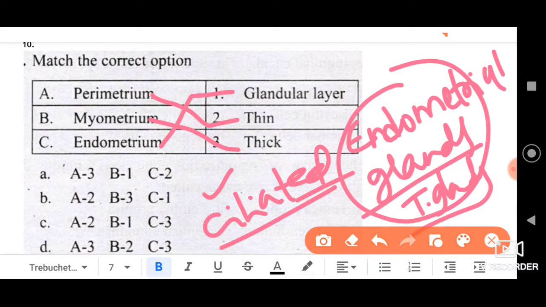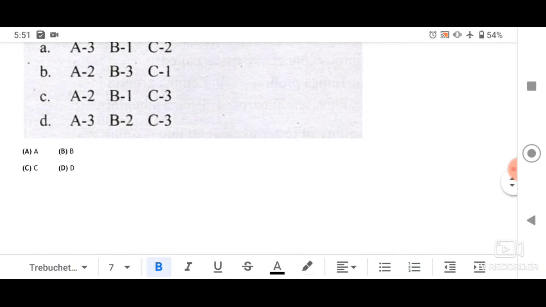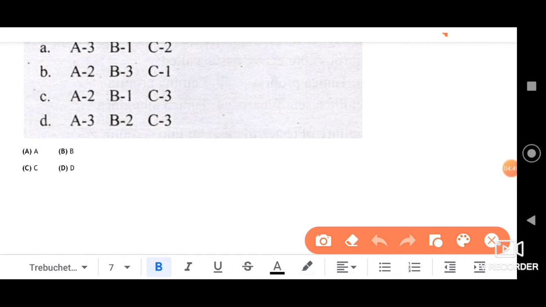So, anyway, these are the three layers of the uterus: perimetrium is thin, myometrium is thick, and endometrium is the glandular layer. So for the right option here, you can see A is matching with 2, B is matching with 3, and C is matching with 1. So B is the right answer. Here you have to go for the B option.